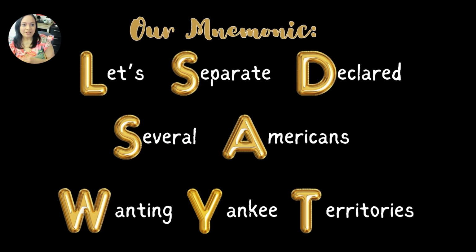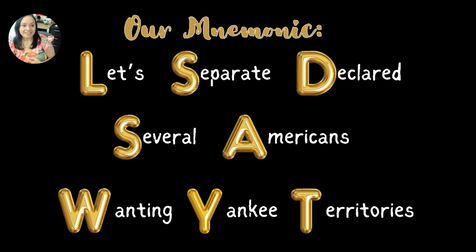Okay, let's go ahead and recap. The mnemonic LSDSAWYT helps us remember the key events of the American Revolution: Lexington and Concord, the Second Continental Congress, the Declaration of Independence, Saratoga, the Articles of Confederation, the Winter at Valley Forge, Yorktown, and the Treaty of Paris of 1783. Each of these events played a crucial role in the fight for independence and in the shaping of the United States. By using this mnemonic, you'll have an easy way to recall the major milestones of the revolution.